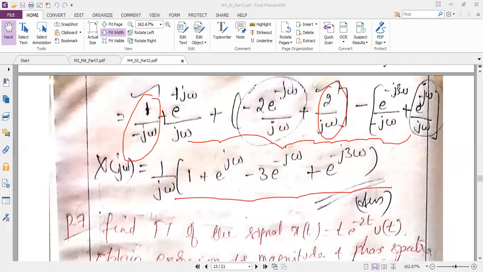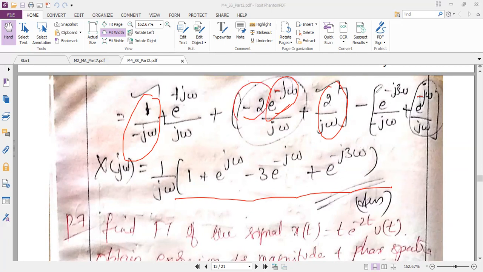Okay, third term and last term works because powers are common. See, you should see the powers. Then only you can do addition or subtraction operation. So third term and last term. That means e power minus j omega. Here also e power minus j omega. So here it is -2.